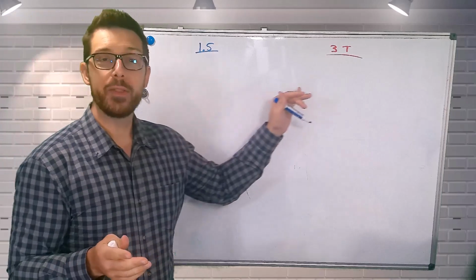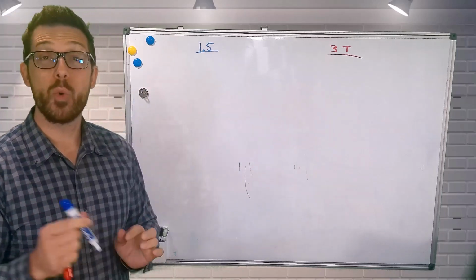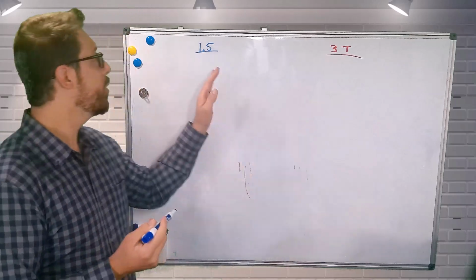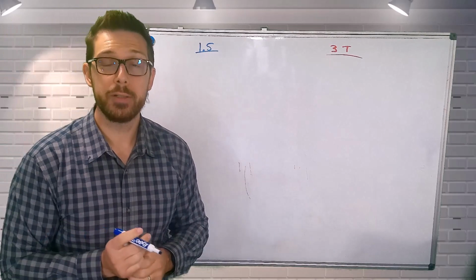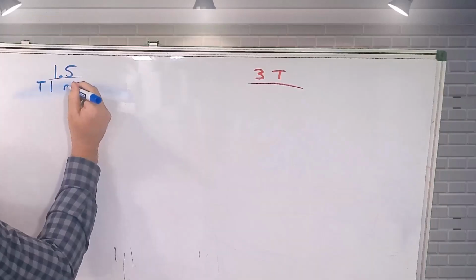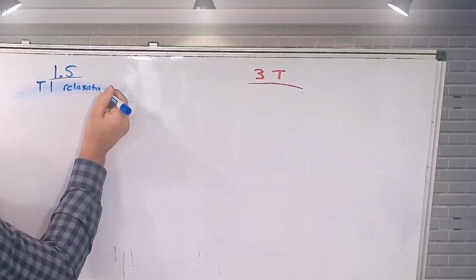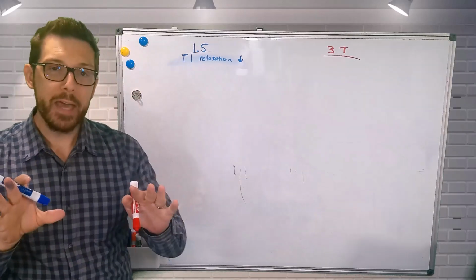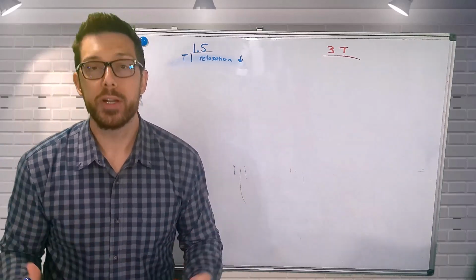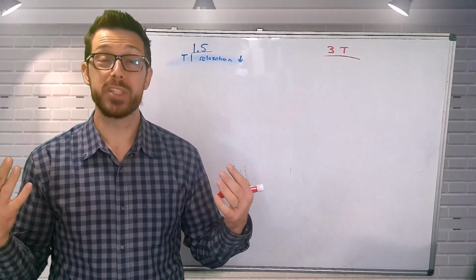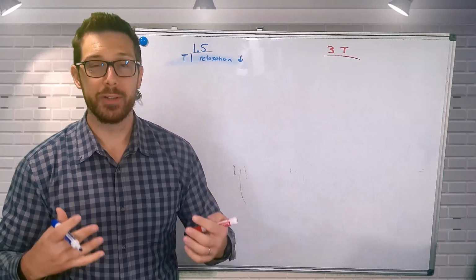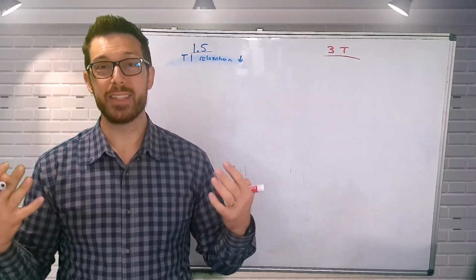So if we look at 1.5 and 3 Tesla, the first component that we're going to look at is quality. When we look at the quality of the images that we get, we notice that at 1.5, the T1 relaxation of tissues is shorter, and that matters. At 3T, our T1 relaxation times are going to be longer, and this requires us to do some extra work, maybe run some different pulse sequences, in order to get around this obstacle, because it makes our T1 contrast not as nice.